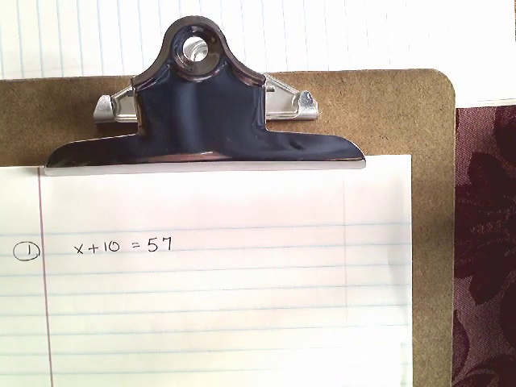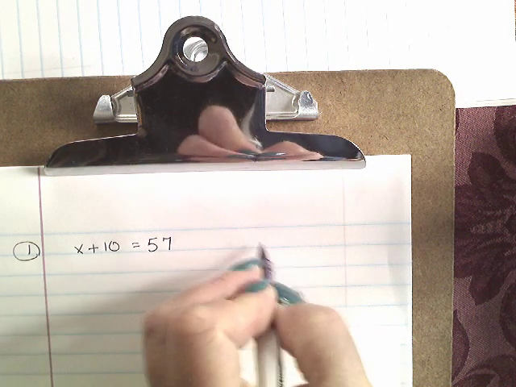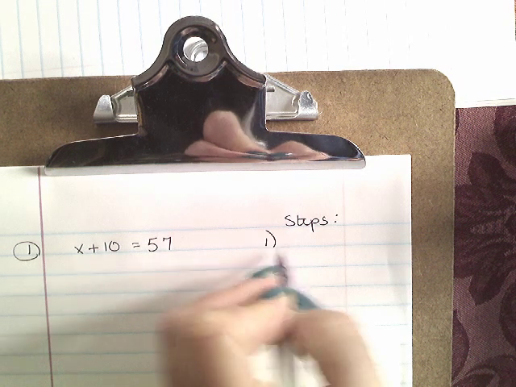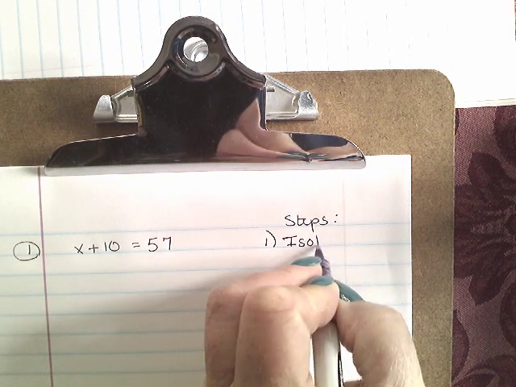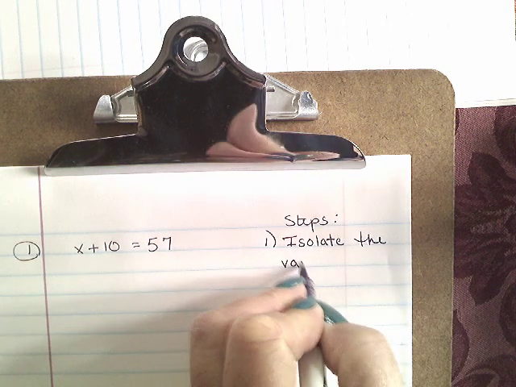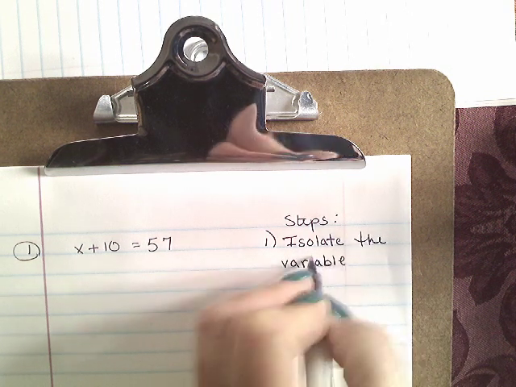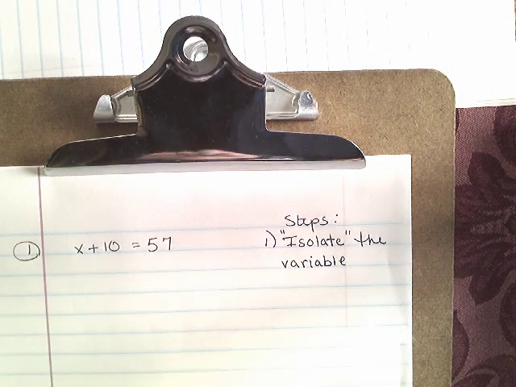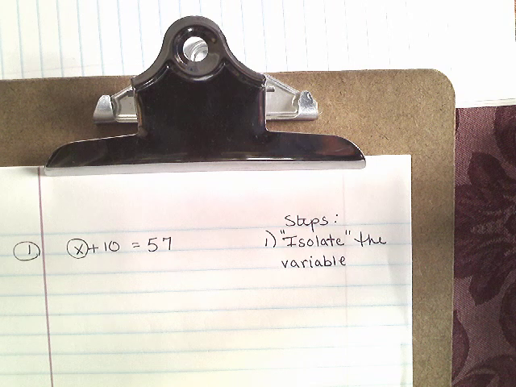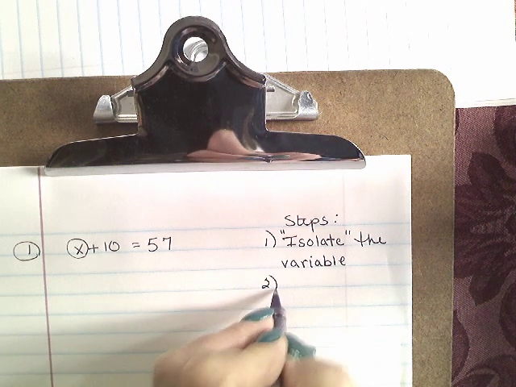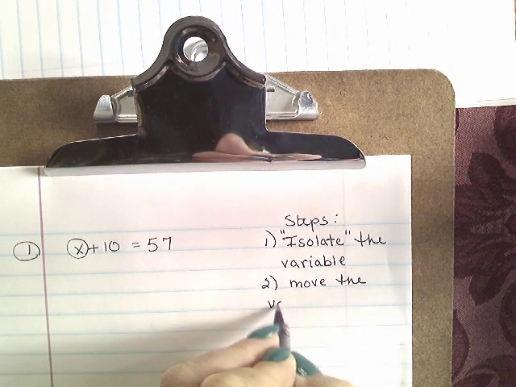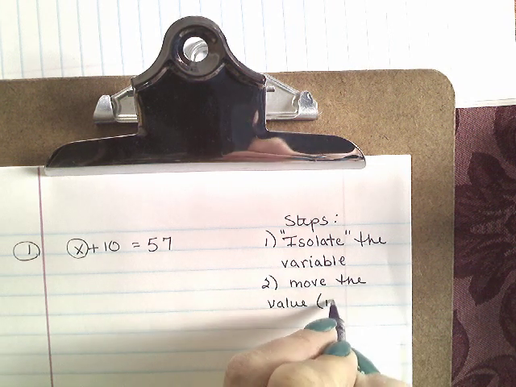All right, the first order of business, number 1, is we are always going to isolate the variable. We all know what the word isolate means, especially right now. Isolate the variable. Get it by itself. Okay, it needs to be by itself. So here is my variable x. So I need to move that 10. So step 2 is to move the value. And that value in this case is a positive 10.